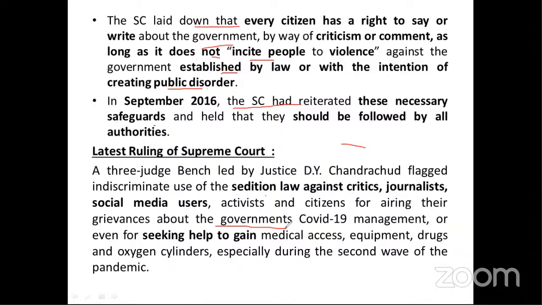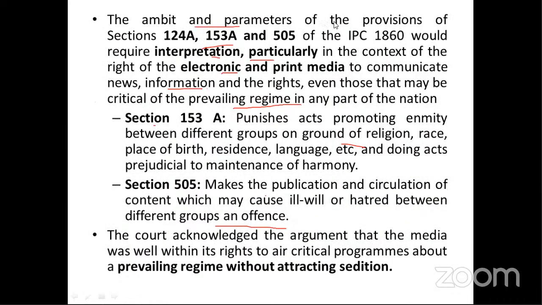Okay, against the critics, like journalists, social media users, and activists, even citizens who have a problem, who have grievances and complain against the government about the COVID-19 management, or even seek help to gain medical access, equipment, drugs, and oxygen cylinders, especially during the second wave of the pandemic. So in the latest ruling, the Supreme Court said the government is using this sedition law indiscriminately against those who are raising their voice even for basic needs.